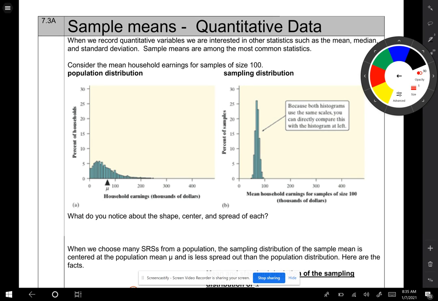On the left, we have the population distribution. And on the right, we have the sampling distribution. What do we notice about the shape, center, and spread of each? That is the question that we're going to answer. If you look at the population distribution, it is definitely right skewed.